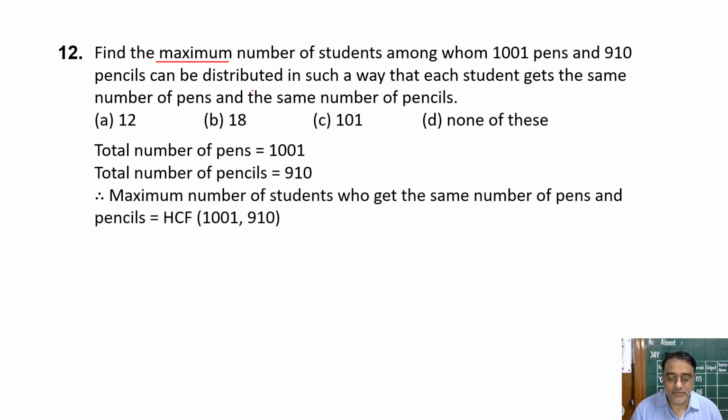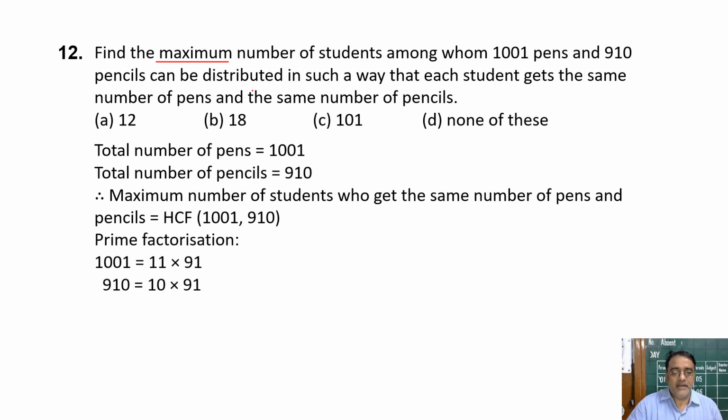So 1001 we can write 11 into 91. Okay, and 910 we can write 10 into 91. थोड़ा मैं शॉर्टकट यूज कर रहा हूँ. Okay, आई एम नॉट टेकिंग प्राइम फैक्टर्स. अदरवाइज हियर आई हैव टू राइट 7 into 13.